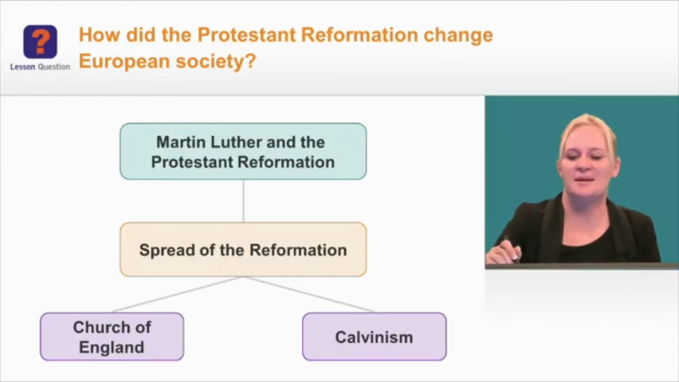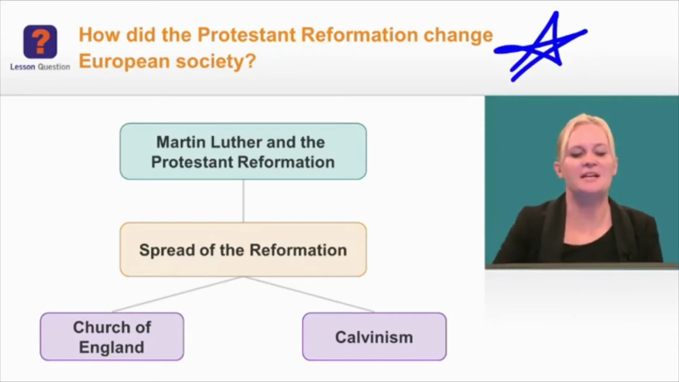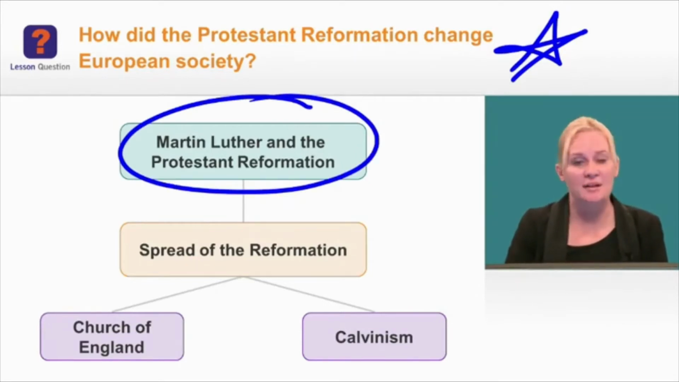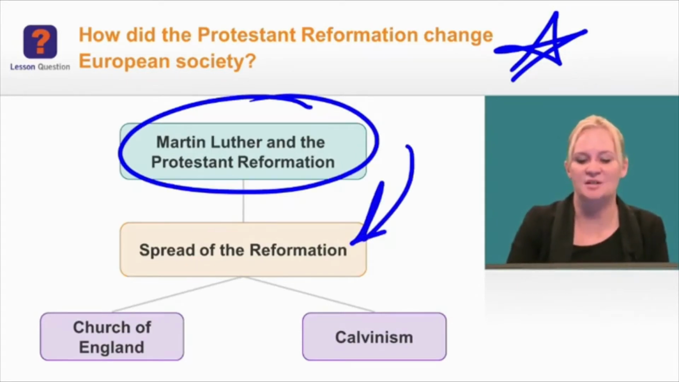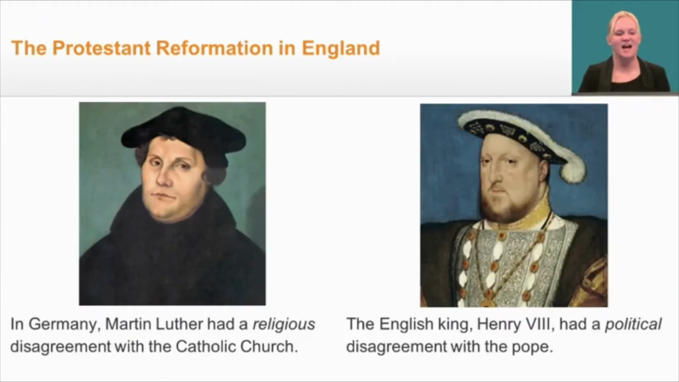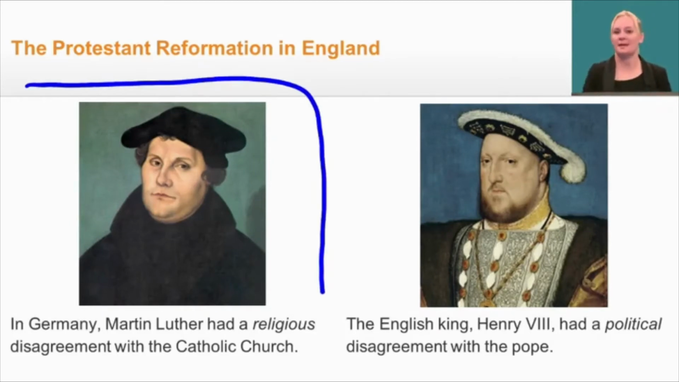All right, back to our lesson question. How did the Protestant Reformation change European society? Well, we've already taken a look at Martin Luther and the Protestant Reformation, and now let's start to move on to the actual spread of the Reformation. All right, now remember the man who started it all. This is Martin Luther, and in Germany, he had a religious disagreement with the Catholic Church.